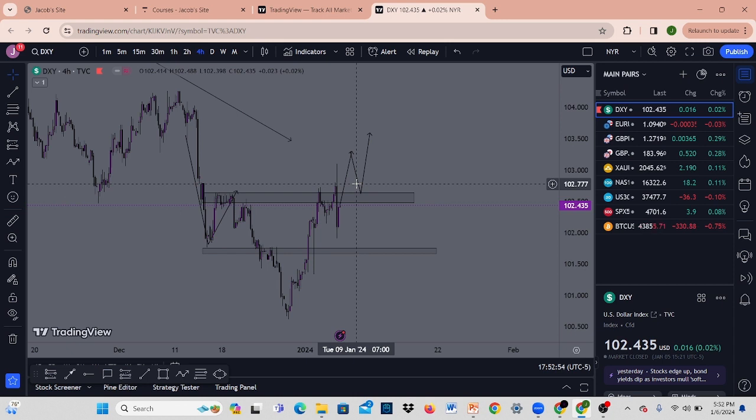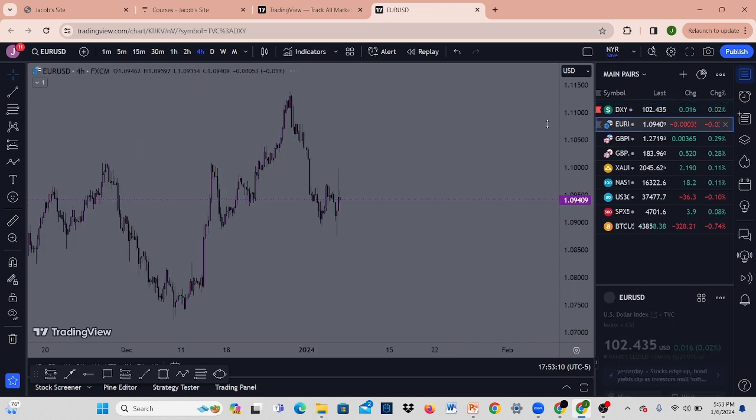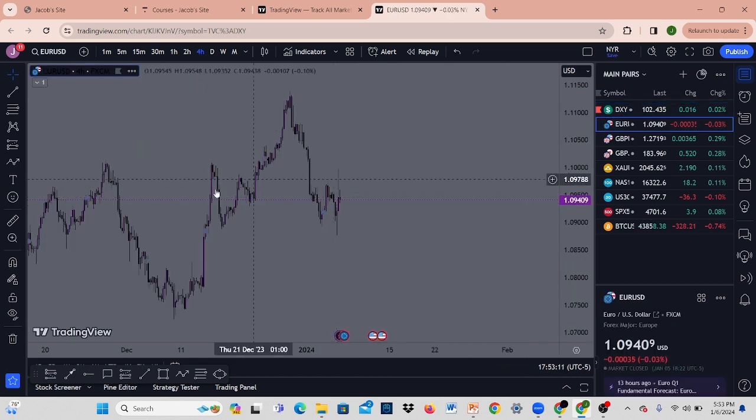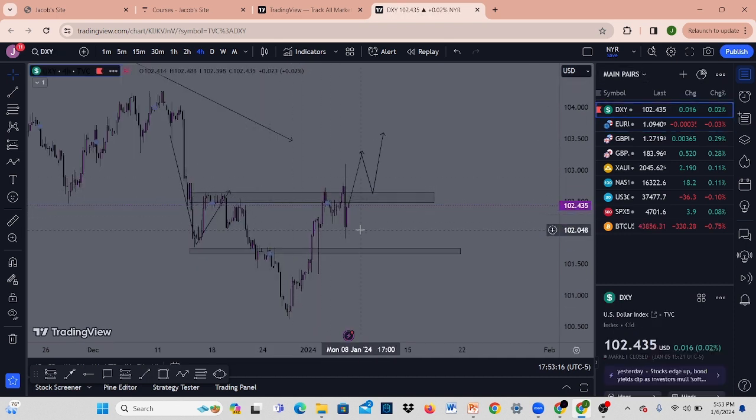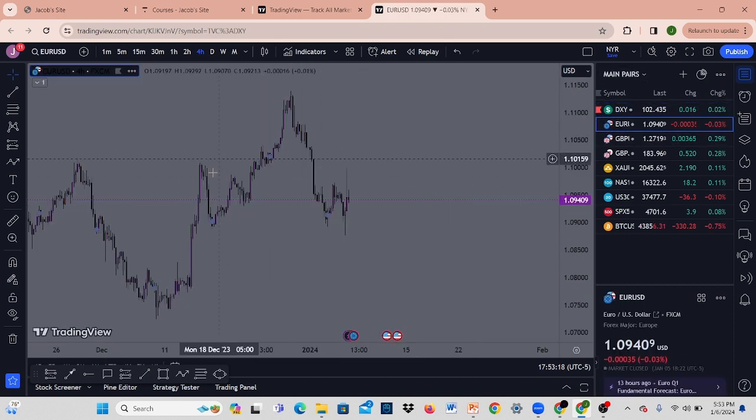If you know about pair correlation, the reason why I always look at the DXY first is for pairs like EURUSD, GBPUSD, gold. Based on what the dollar does, these pairs will do the opposite. So if I'm potentially looking for buys on DXY, potentially EURUSD will sell. Not potentially, most likely EURUSD will sell, GBPUSD will sell, gold will sell.